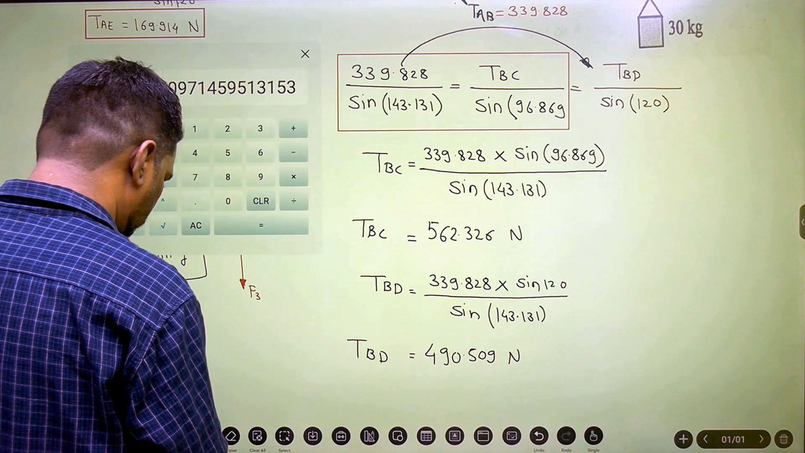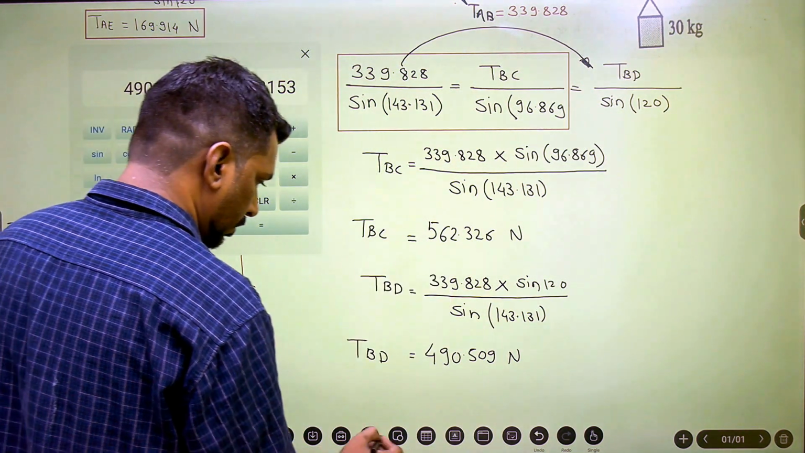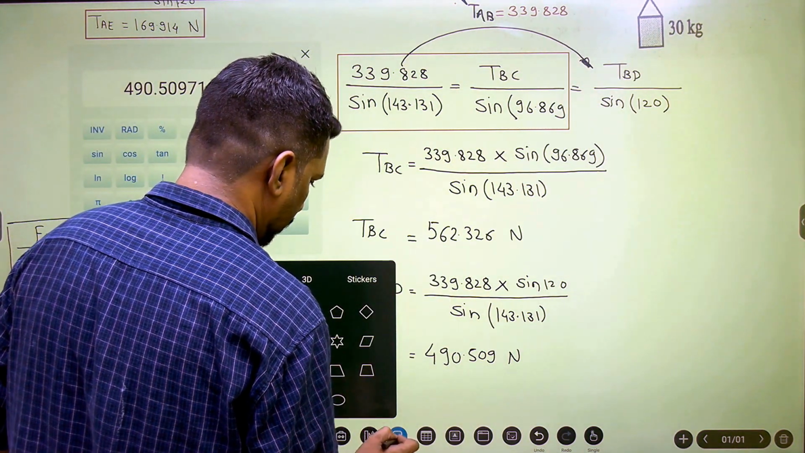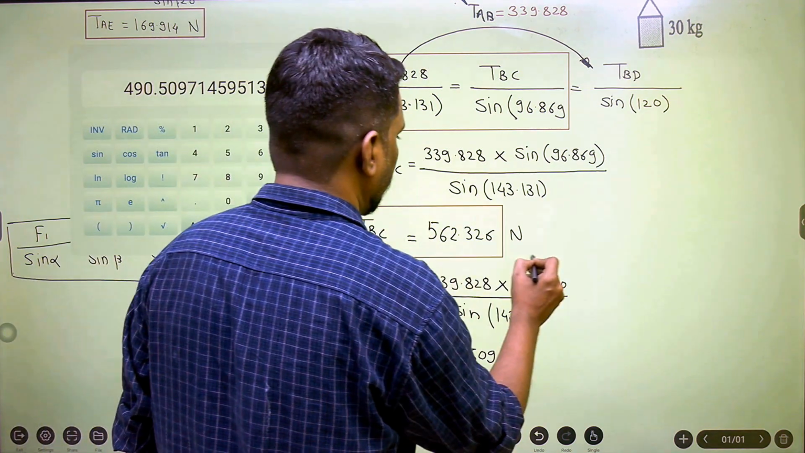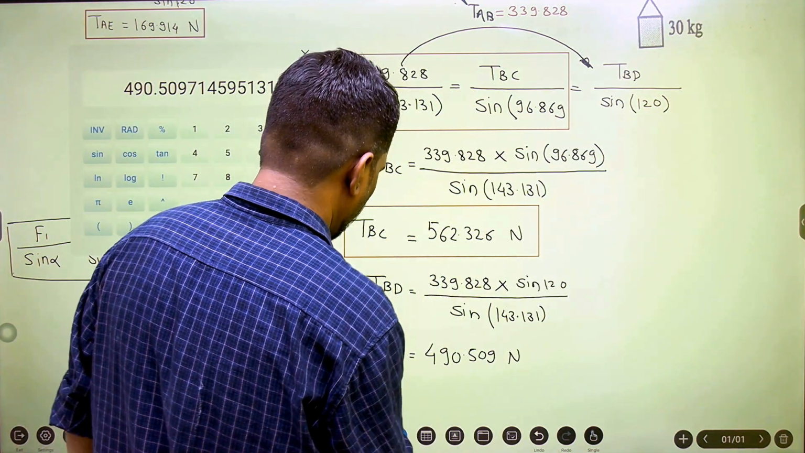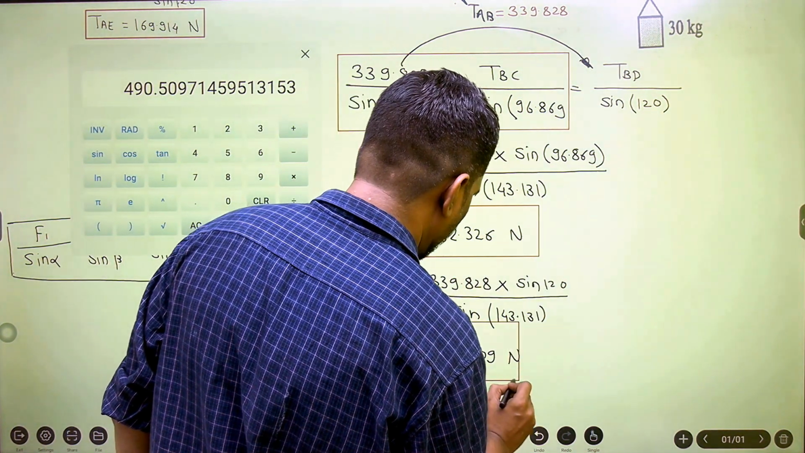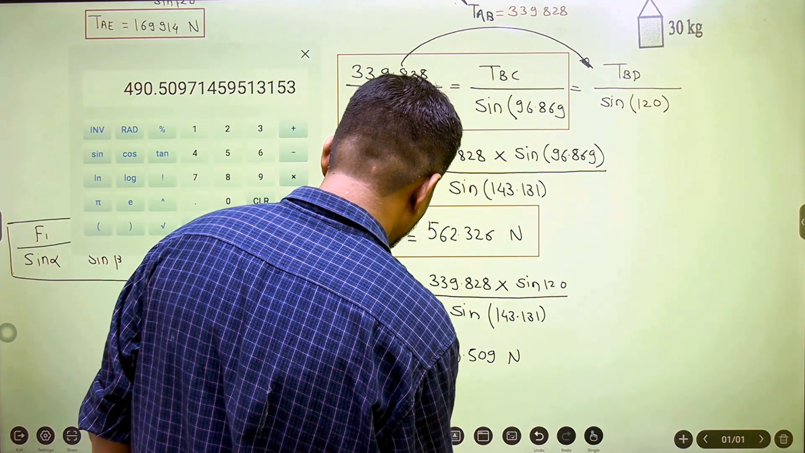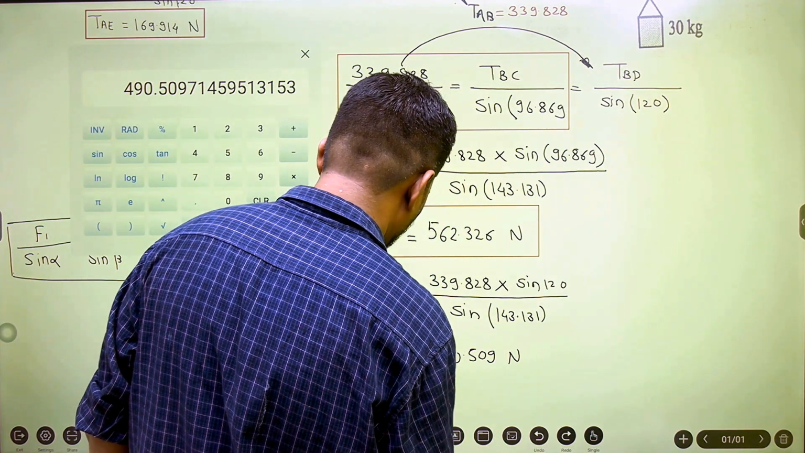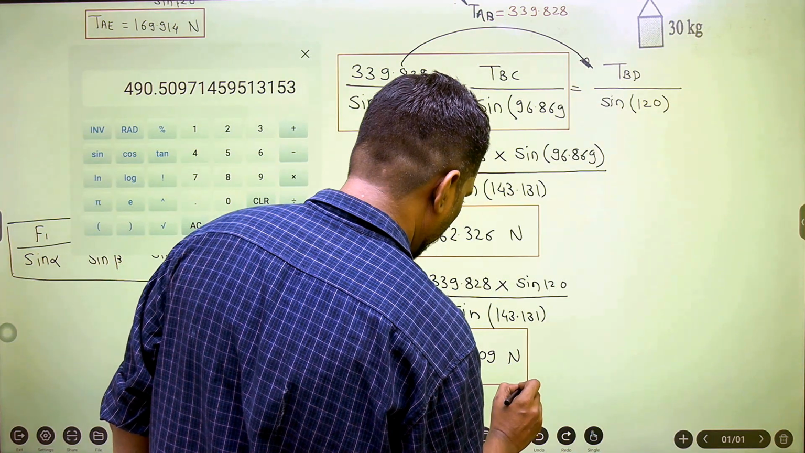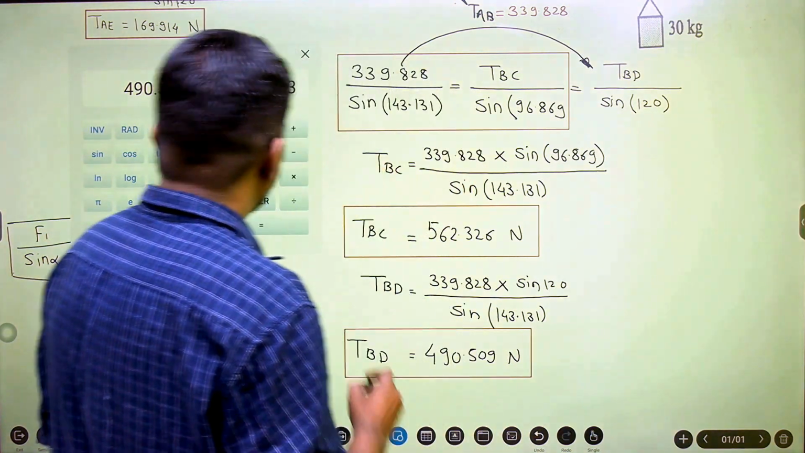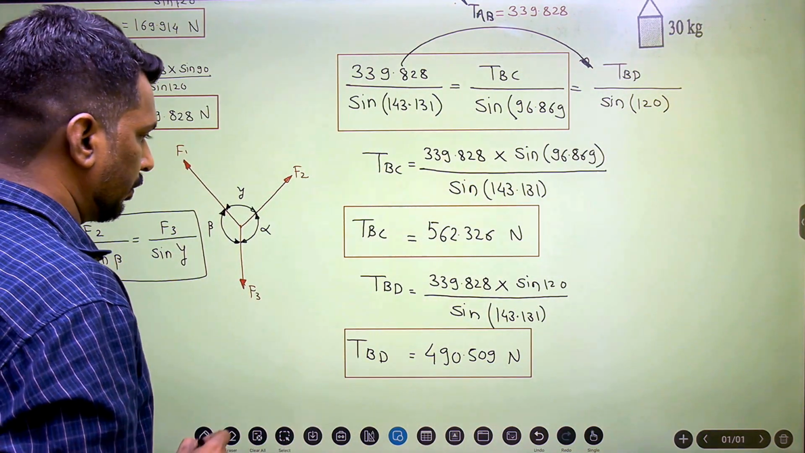Okay, just a minute. So this is the equation for the TBC, and this is for TBD. So now we have all the four values.